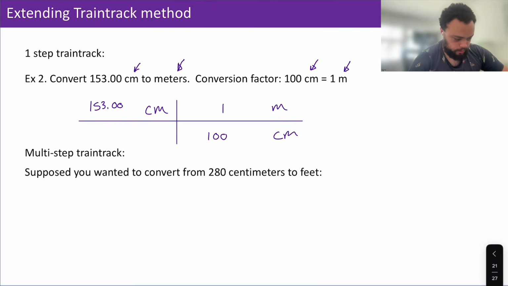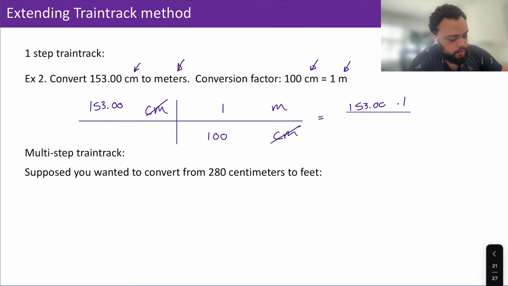We then will multiply everything. Oh, we'll cross out units. Make sure we're going to be ending up in the correct units. That is correct. We want to convert to meters, so that's fine. We will then have 153.00 multiplied by 1, divide that by 100.